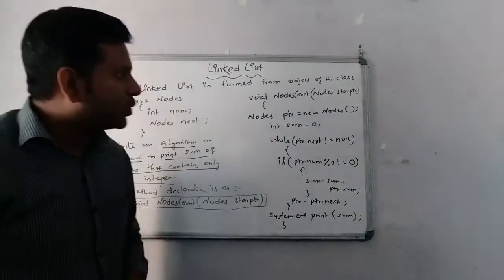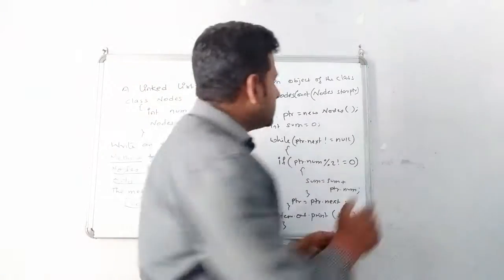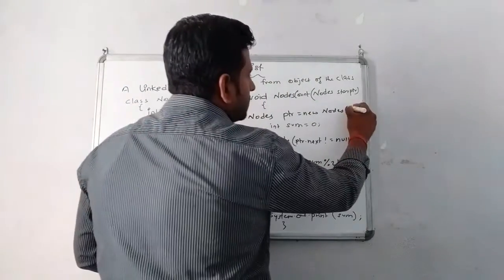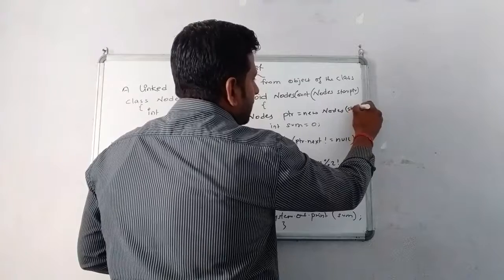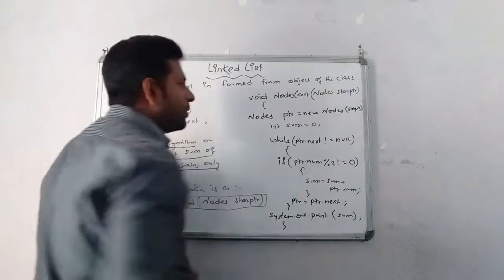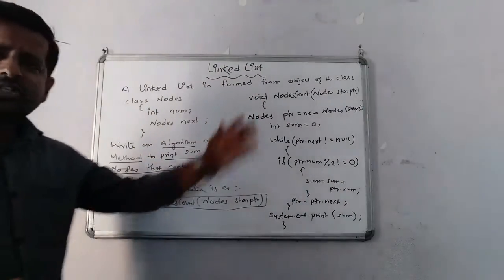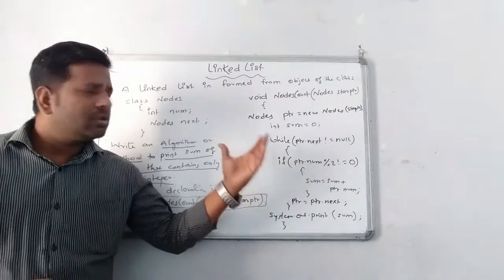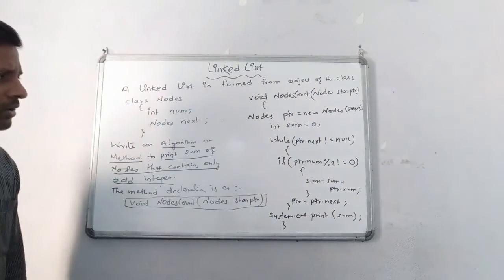One more thing, children, you can do is write star ptr here, which is given because it is a parameterized constructor. There is a parameter, so we can use this part for doing it. Okay, children.